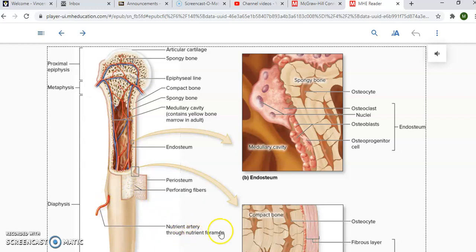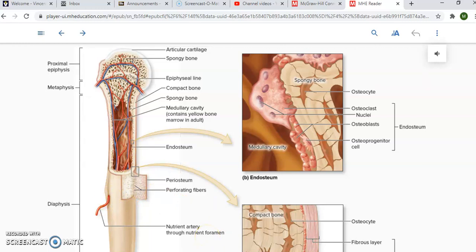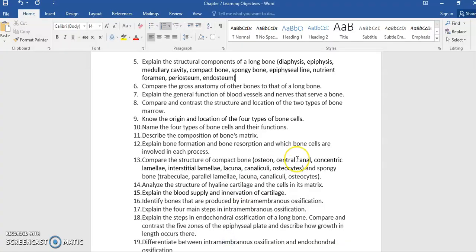So they call it a foramen because it's a hole, and then they call it a nutrient foramen because the blood is carrying nutrients that the cells in our bones need. So that's the example of a nutrient foramen, what they're depicting there. All right, let me go back to our objectives.